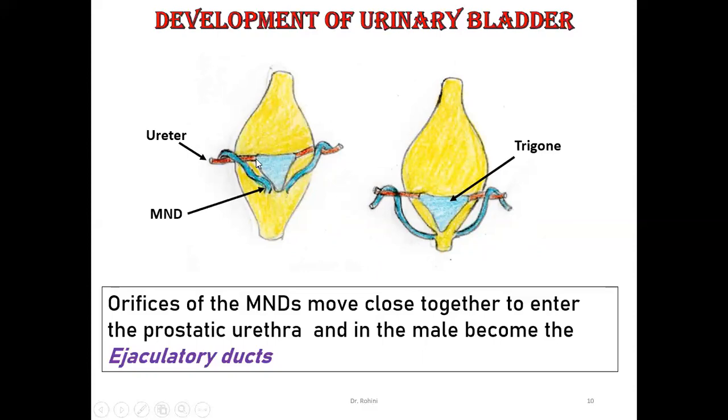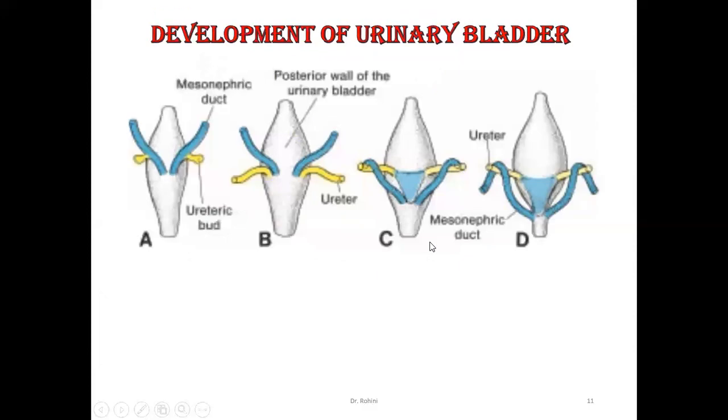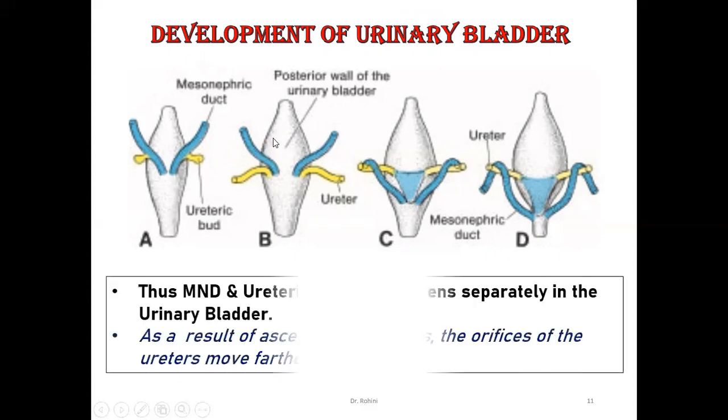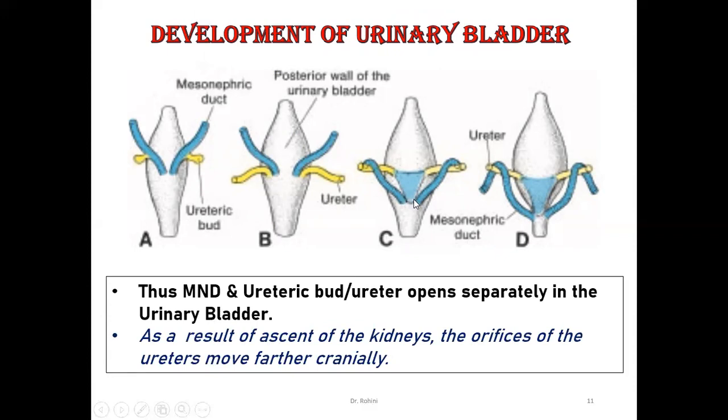And this is ureteric bud. Openings of the ureters here now. Ureters have developed. So the openings of ureter will be shifted cranially, and openings of the mesonephric duct will come downwards and they will open into prostatic part of the male urethra. This is the picture. The same picture is from the book Langman's, but I have drawn it for you, okay, so that you can also practice. Thus, the mesonephric duct and the ureteric bud or ureter open separately in the urinary bladder. As a result of ascent of kidneys, the orifices of the ureters move farther cranially, as I already mentioned.